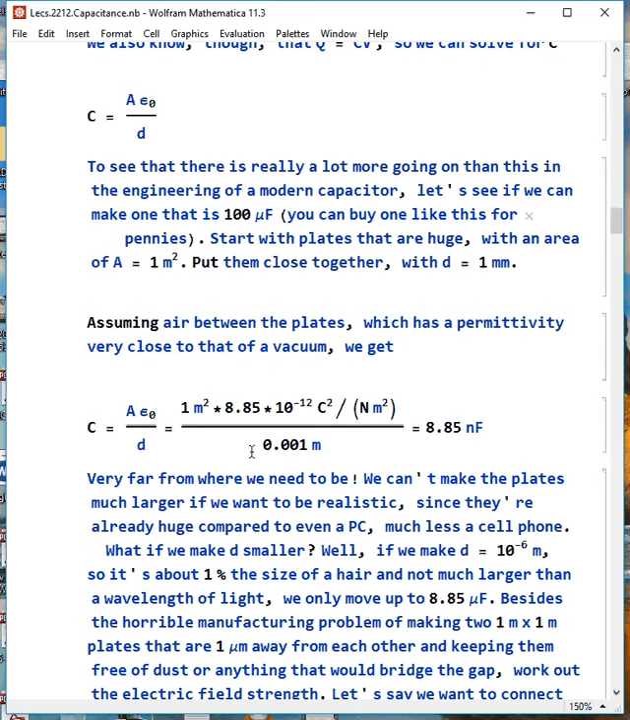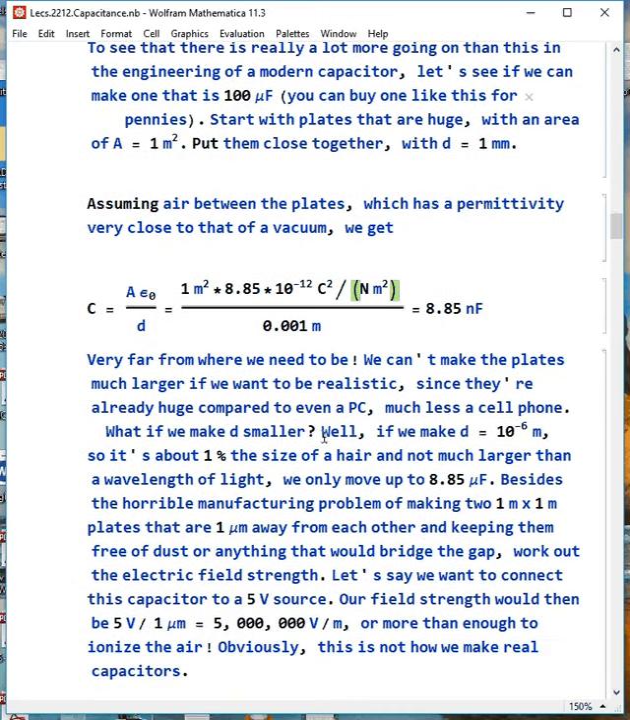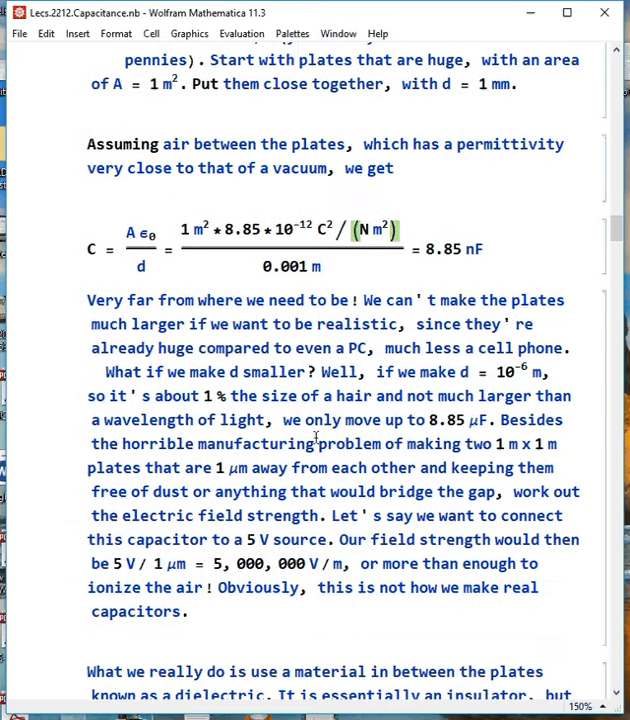If we have air between the plates, the permittivity is really close to vacuum permittivity, so we can just use it. The math is pretty simple. We put in the area, the plate separation, and this permittivity constant, and we get 8.85 nanofarads, which is very far from where we need to be. This is tiny. We can't really make the plates much larger because they're already ridiculously large at 1 square meter, but what if we try and make the d smaller? That will also increase the capacitance.